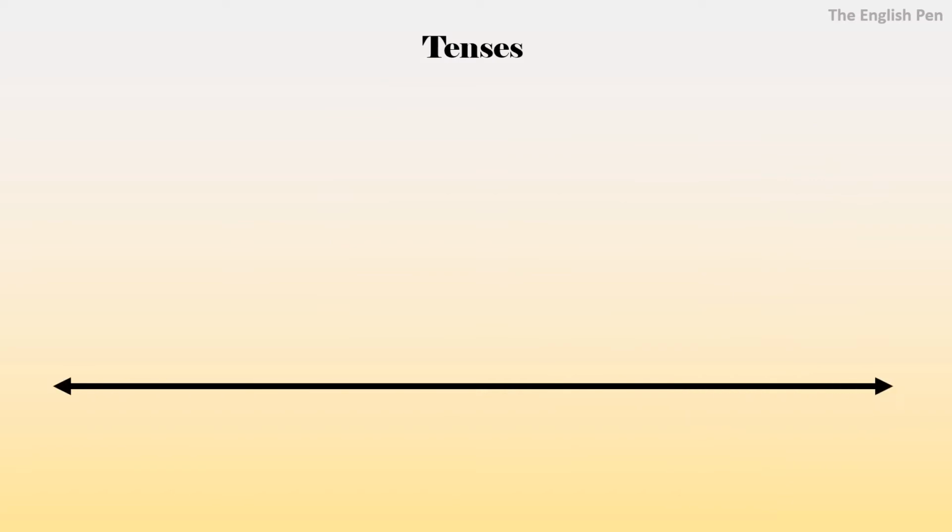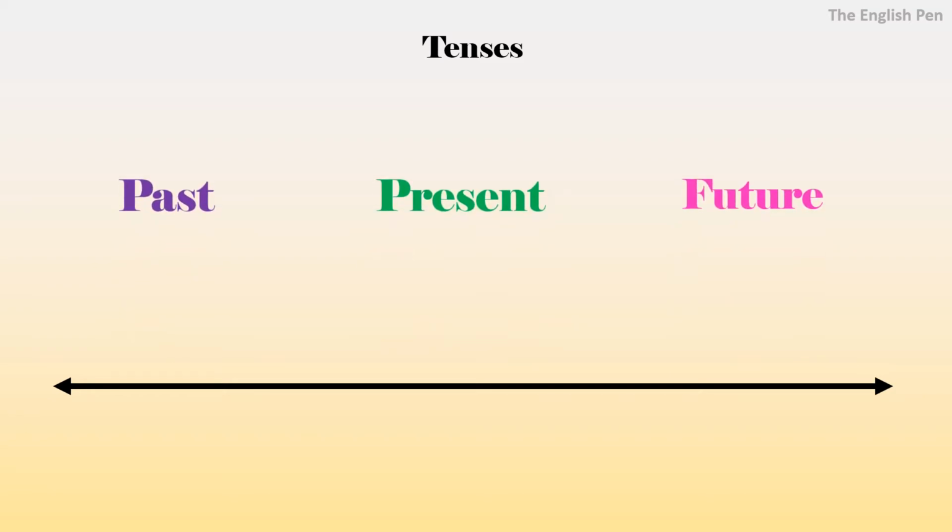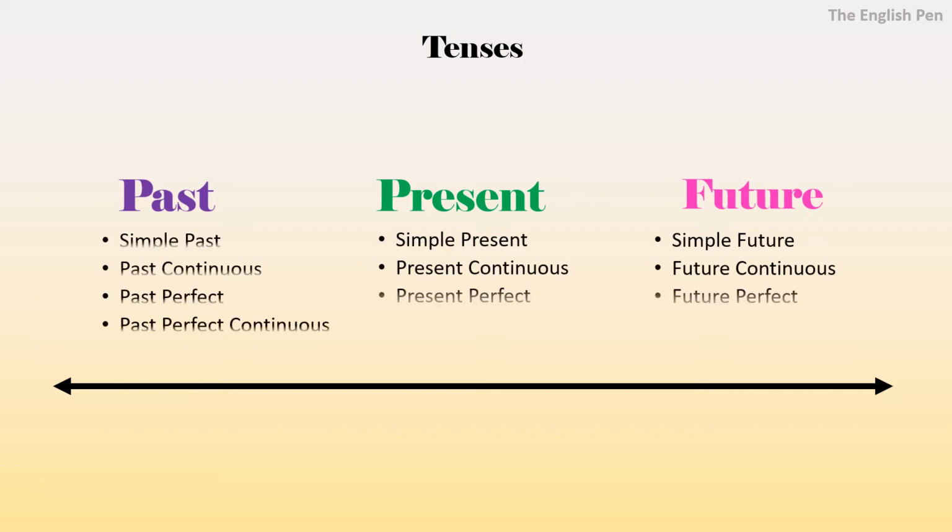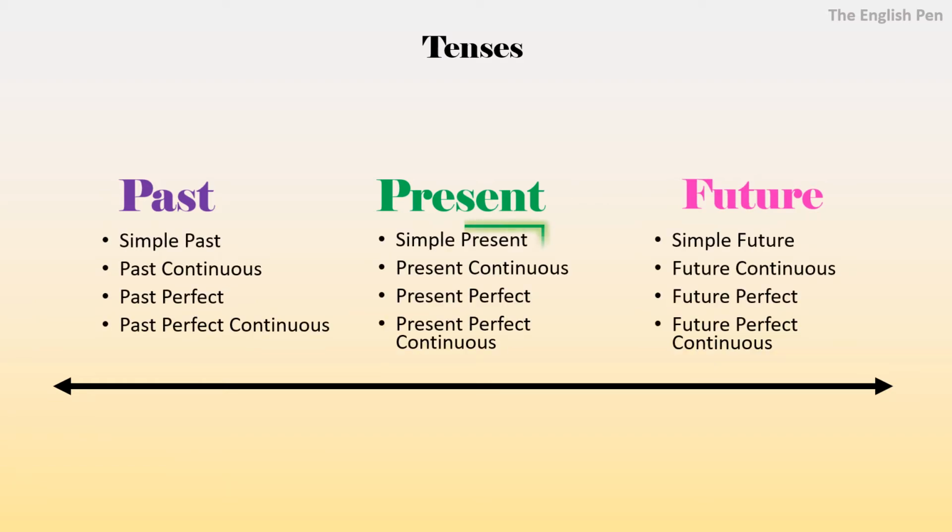To start, English tenses can be divided into three main categories: past, present, and future. These categories are further divided into their own specific tenses. Today, we're going to focus on the simple present tense, which forms the base of all the other tenses in the English language.